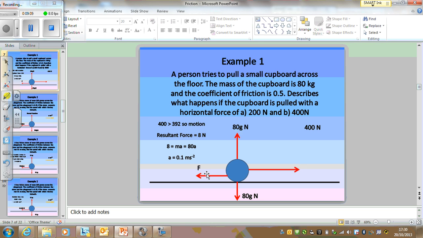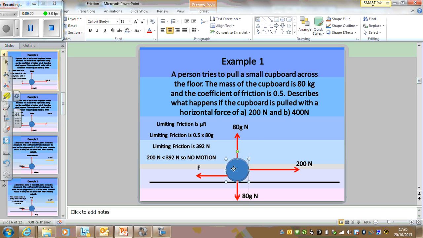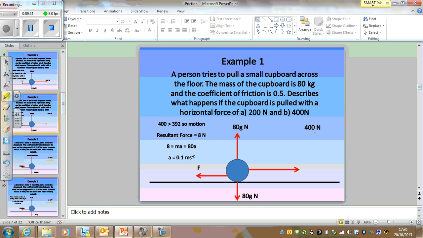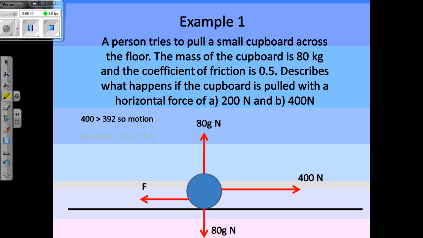So we start off pulling it by 0 newtons if you like, and if we keep on pushing it and pushing it, when it was 200 newtons, it didn't work. When it was 200 newtons, we wouldn't have been able to move it, because the limiting friction tells us that we have to pull it with at least 392 until we get some motion. At 400 newtons, we overcame that limiting friction of 392.